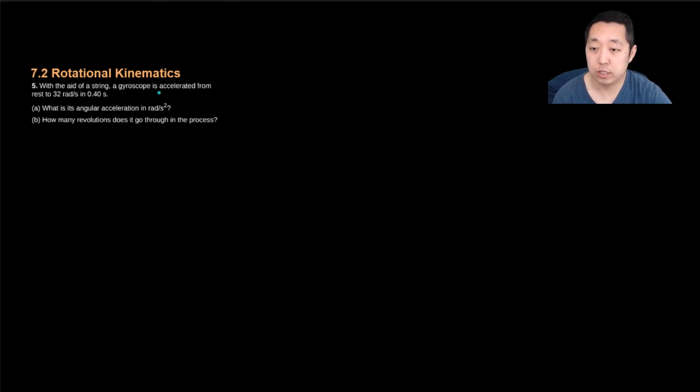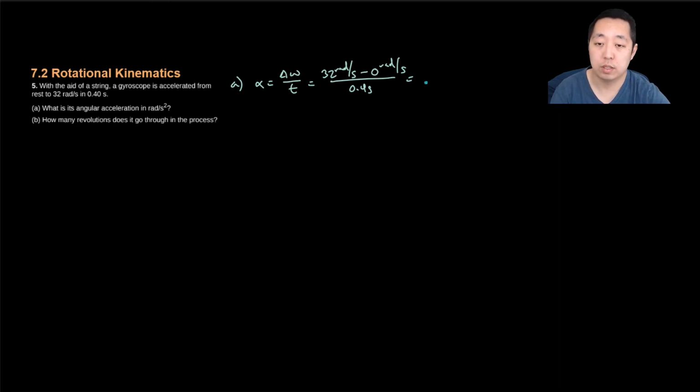With the aid of a string, a gyroscope is accelerated from rest to 32 radians per second in 0.4 seconds. What is its angular acceleration? Well, angular acceleration, denoted by alpha, is the change in angular velocity in a given time. The angular velocity went from 0 to 32, so 32 radians per second minus 0 radians per second. That's the change, and it took 0.4 seconds. So that's about 80 radians per second squared. Let me just double check. Yeah, 80 radians per second squared.